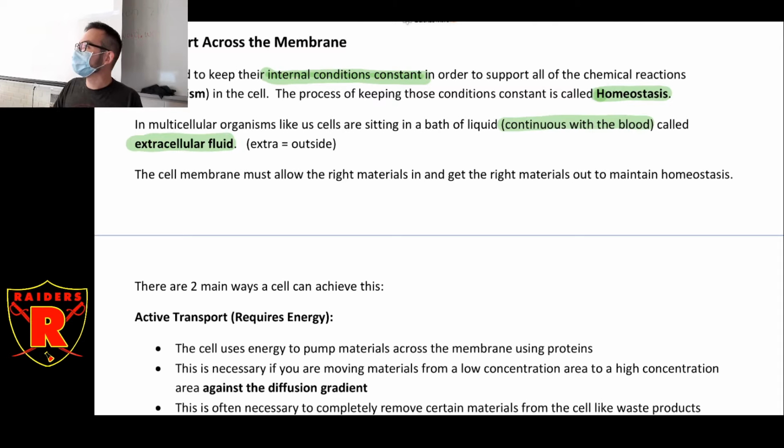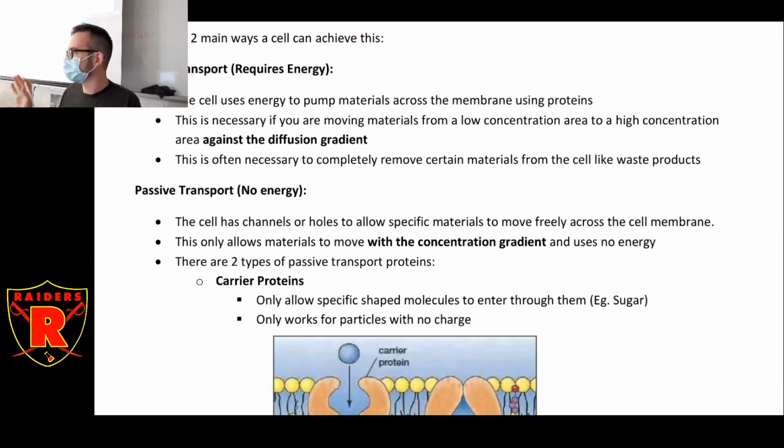The idea here is that you need to pump certain things into the extracellular fluid, and you need to pump certain things out of the extracellular fluid into your cells in order to maintain homeostasis. By the way, we're almost done. This is the last page.